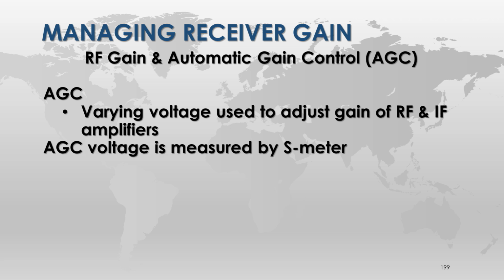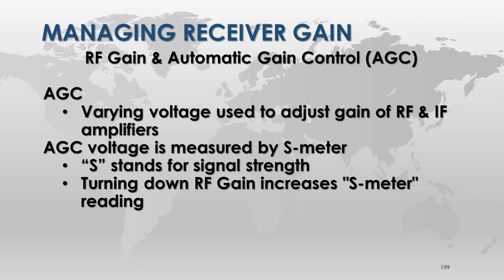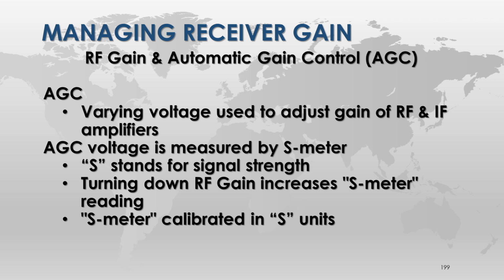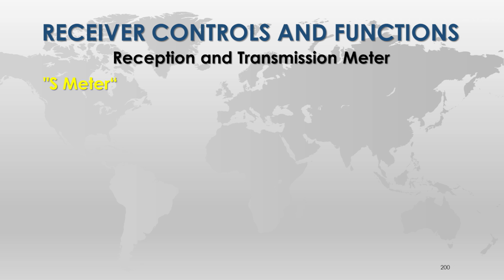AGC voltage is measured by the S meter. S stands for signal strength. Turning down the RF gain increases the S meter reading. The S meter is calibrated in S units. S meter is in yellow.